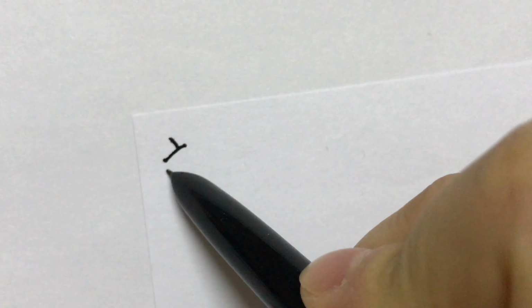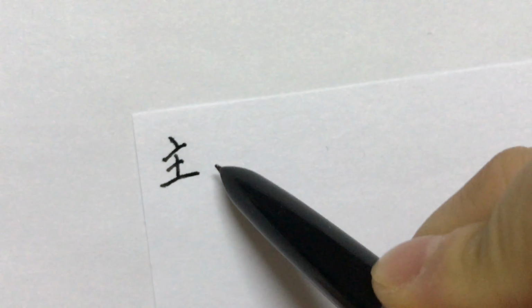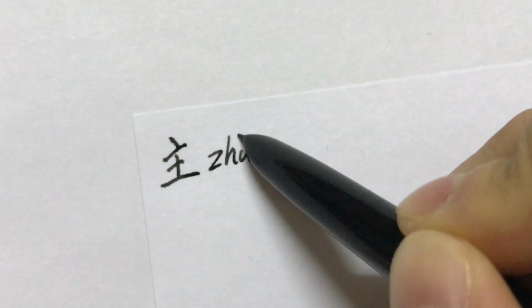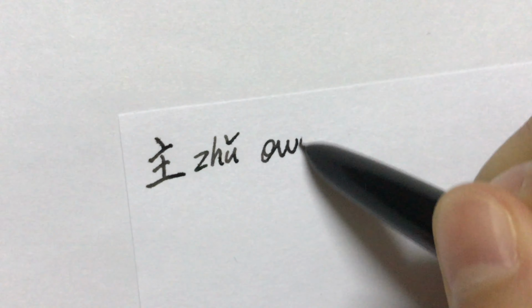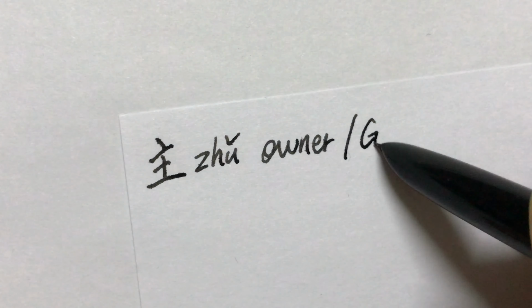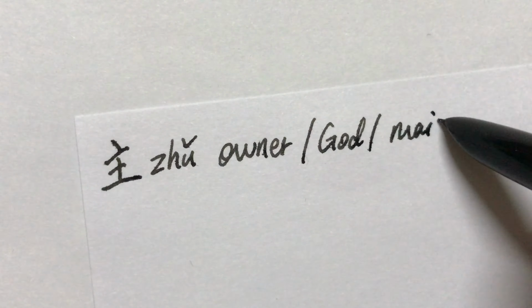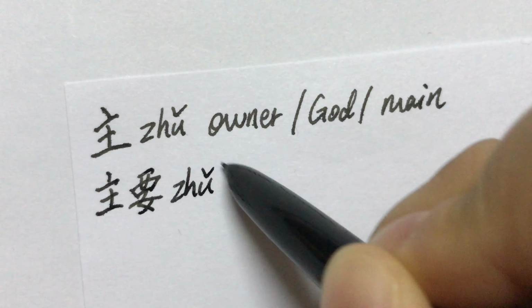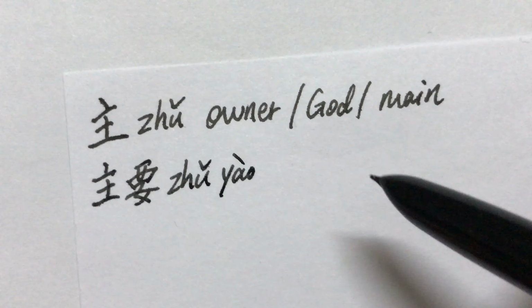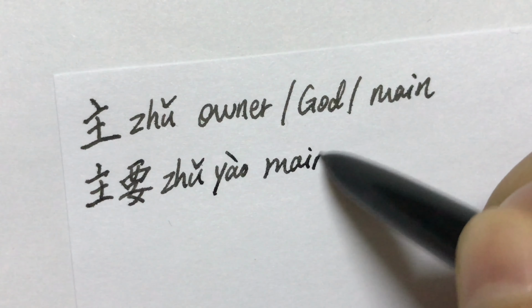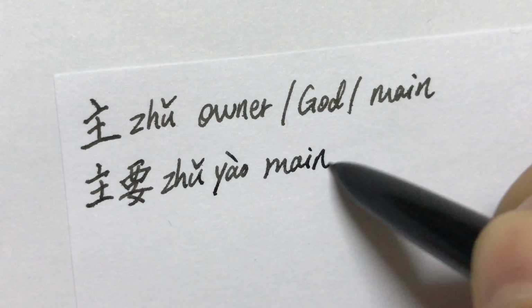主 means owner, God, man. For example, 主要 main. Now check this sentence.